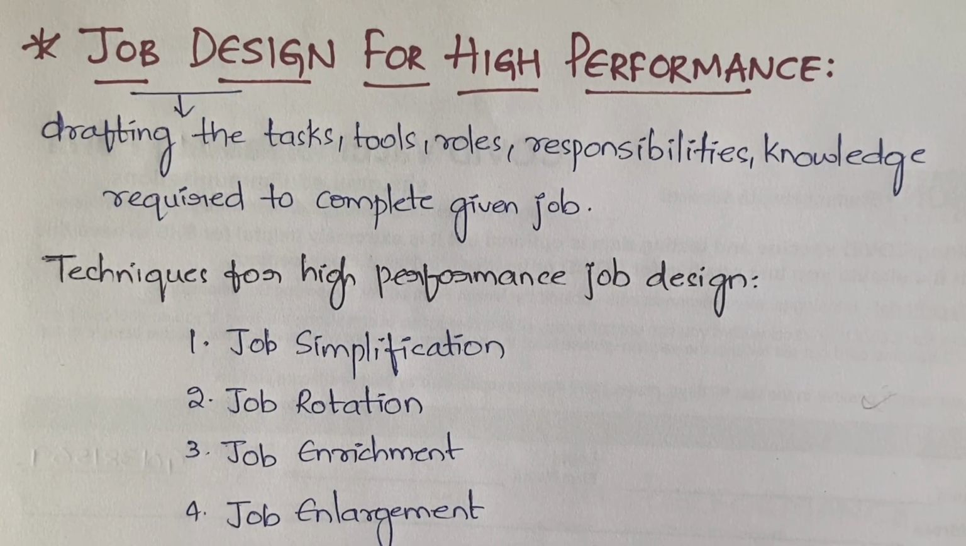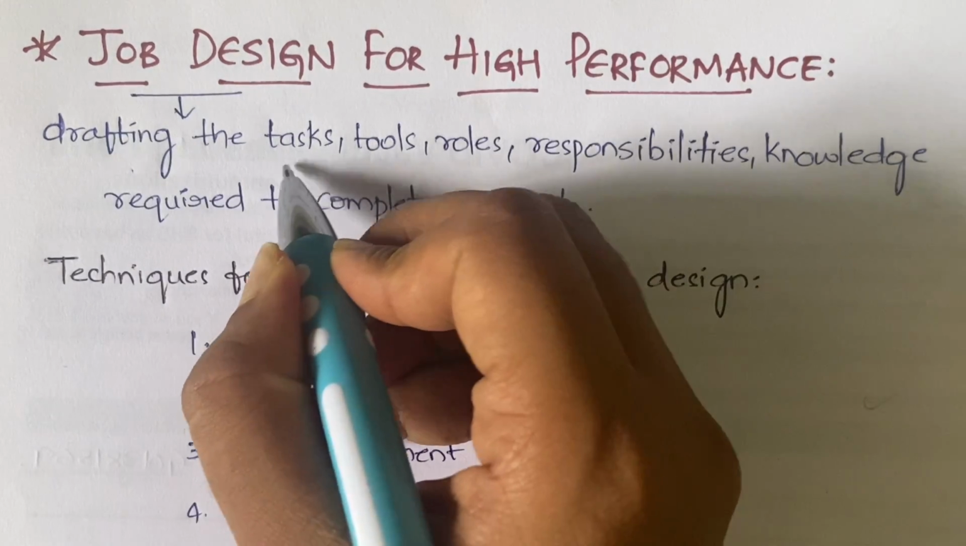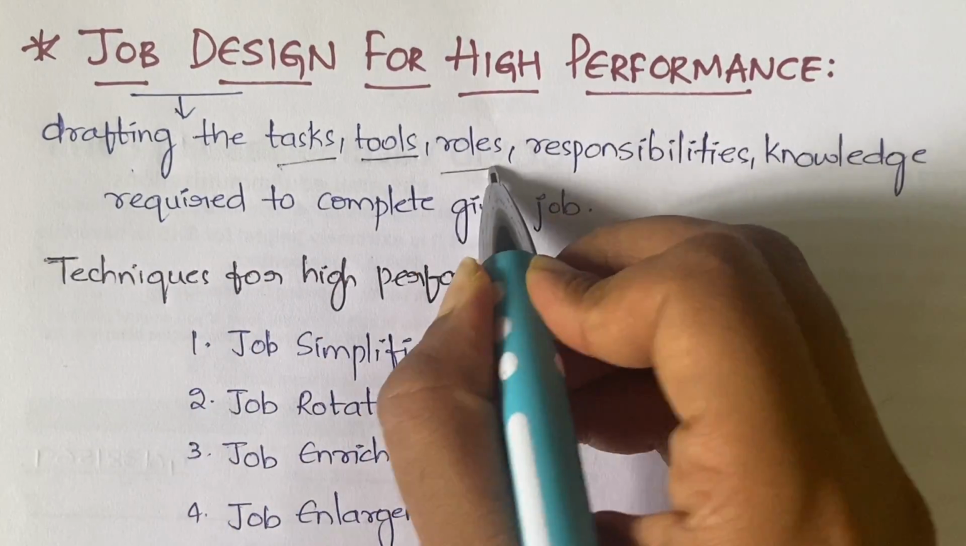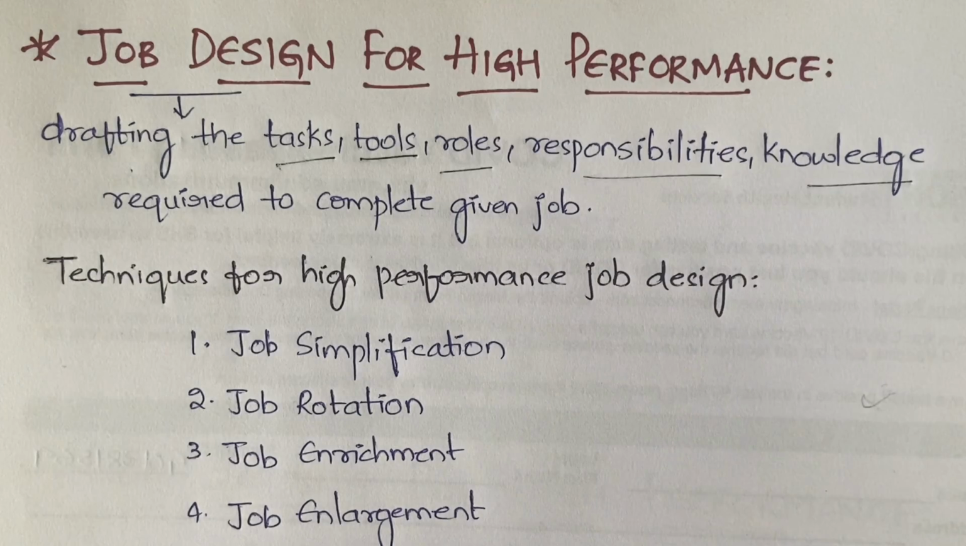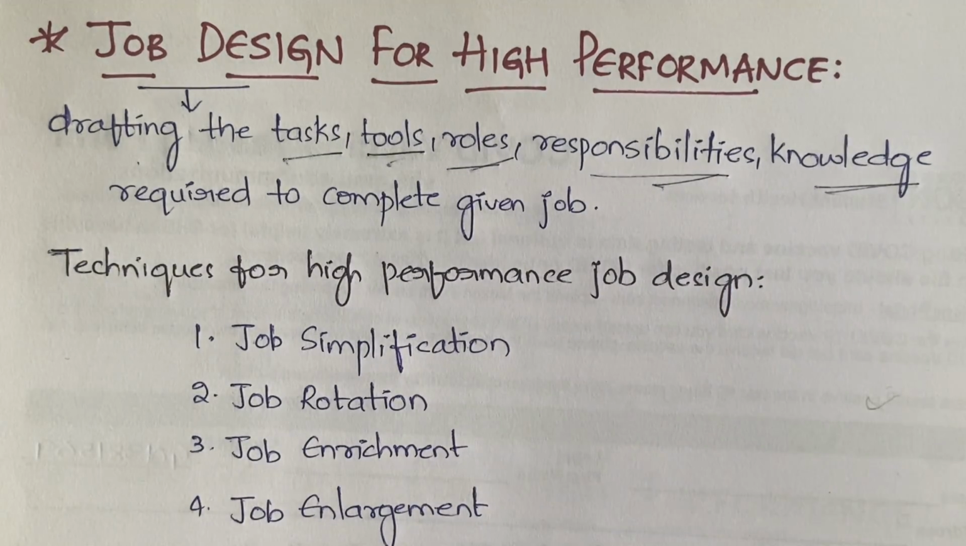So first of all, let us try to understand what we mean by job design. Job design is drafting the tasks, tools, roles and responsibilities, knowledge and all which are required to complete a given job. If you are given a job, a work or a task or anything, then the different types of skills required for that, the skill set, that is the tools, the roles, responsibilities and the knowledge, all these things will come under job design.